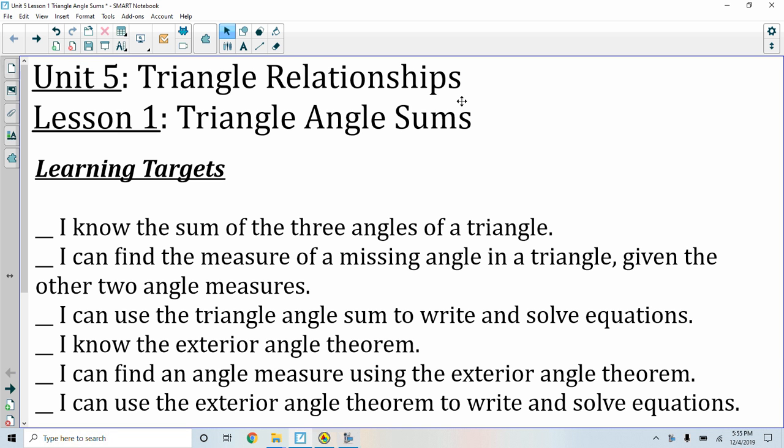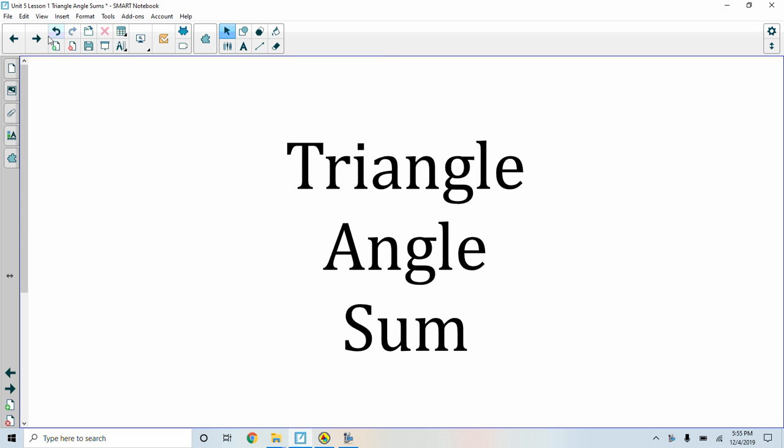Now, today we're going to start talking about triangles, and specifically today we're going to talk about the relationships between the measures of the angles in a triangle. So the first thing we're going to talk about is the triangle angle sum. This is probably something you're familiar with, but we'll go over it anyways.